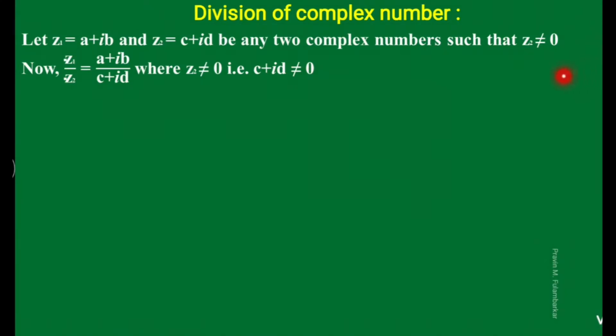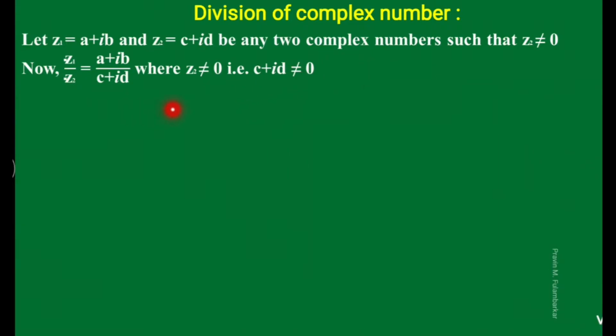Why do we write here z2 not equal to 0? Because when the denominator is 0, we get a number upon 0. We know that any number upon 0 cannot be defined. So we require a nonzero denominator so that we can define that quantity. So here c plus id is not equal to 0, that means z2 is not equal to 0, then we can divide those two complex numbers.